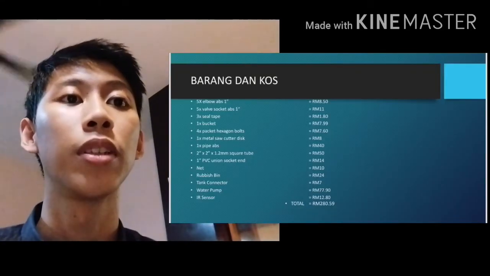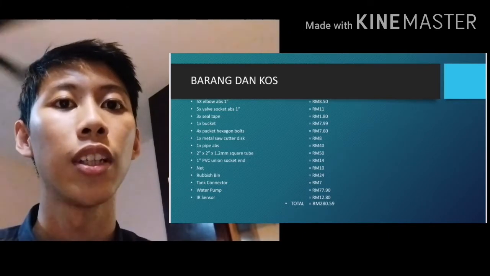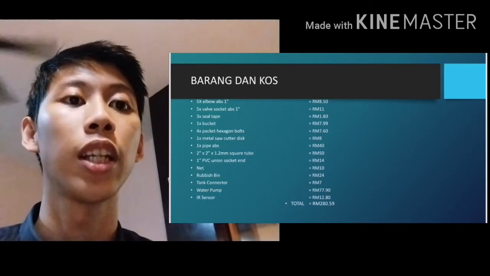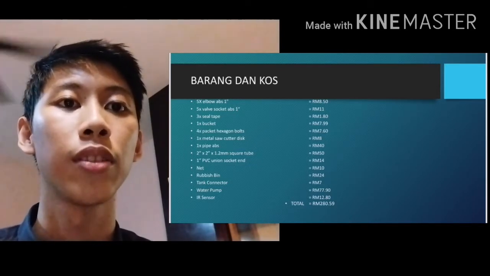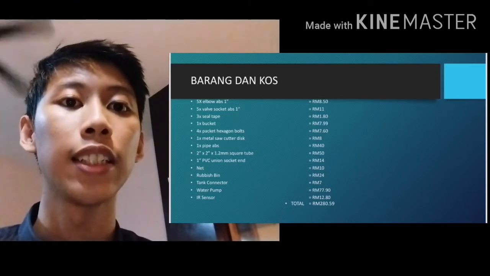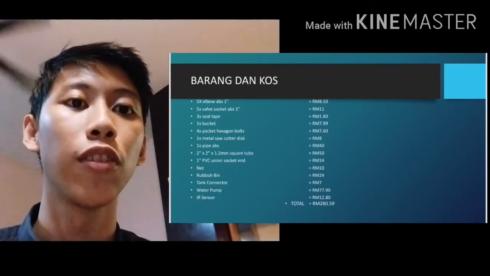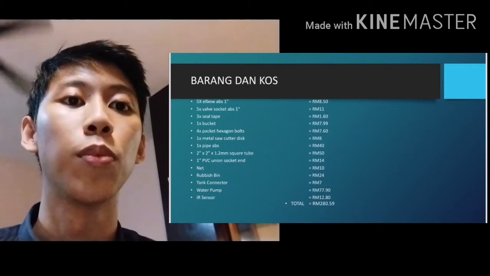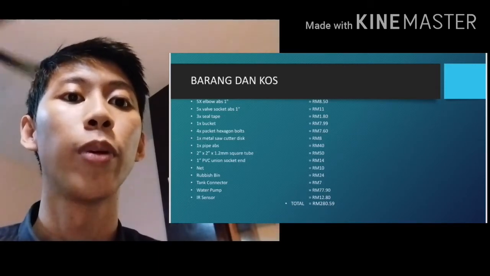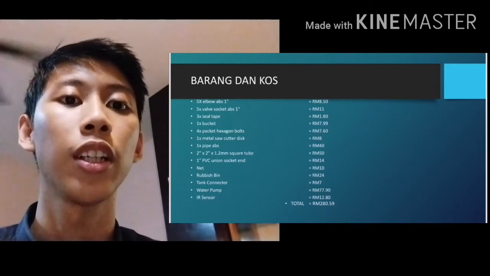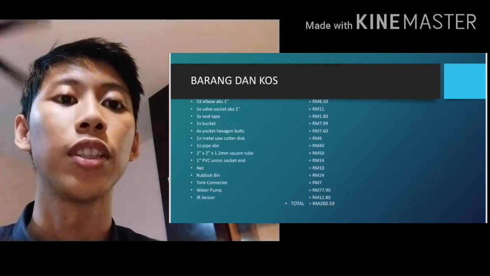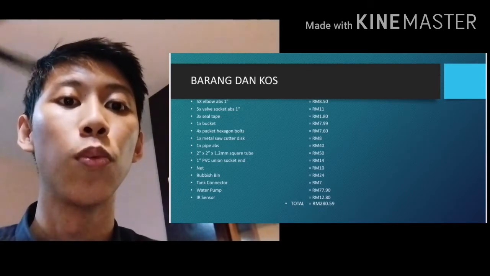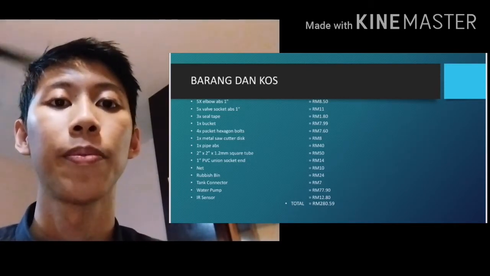These are all the materials we prepared before proceeding with the making of the Riverbin: 5 1-inch ABS elbows, 5 1-inch ABS valve sockets, 3 seal tapes, a bucket, 4 packs of bolts, an extra saw cutter disc, a 1-inch ABS pipe, a 2x2 metal square tubing, a 1-inch PVC union socket, a net, a bin, a tank connector, a water pump, and an IR sensor.